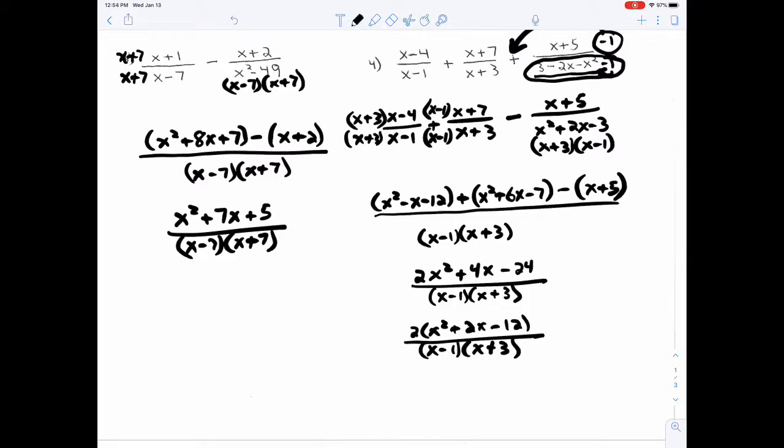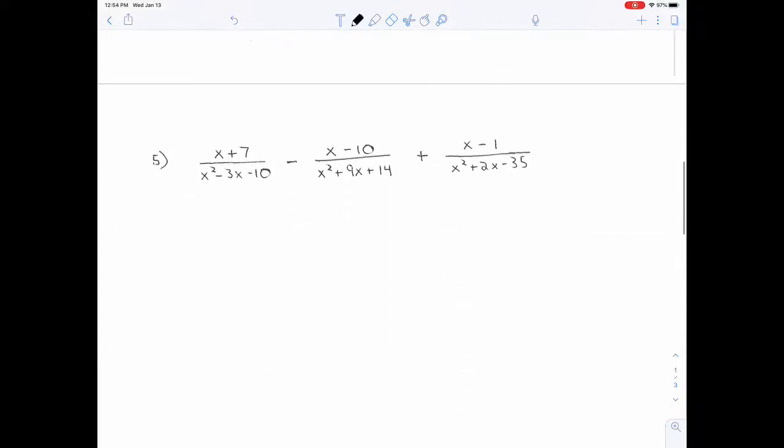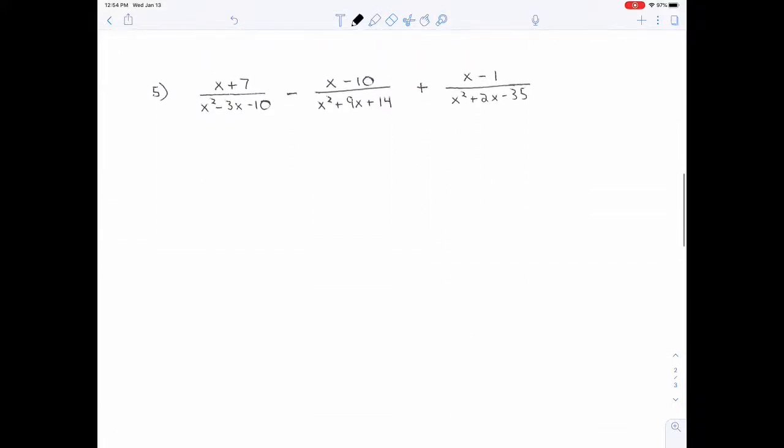Actually, we should even go back to the original problem. Not the original problem, but the original answer without the 2 factored out at all. So that would be your answer. Okay. Now, a little bit larger problem. This will be the last one.